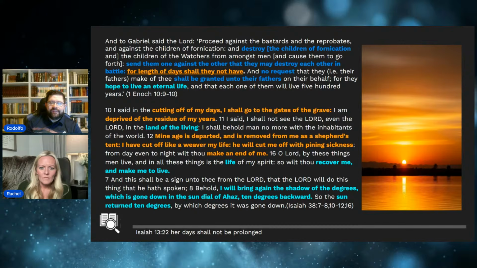And then real quick, here is Hezekiah in Isaiah 38. He talks about the same idea, like maybe the length of days not having would be the word being cut off. I think it is pretty applicable, right? I said in the cutting off of my days, I shall go to the gates of the grave. I am deprived of the residue of my years. I said, I shall not see the Lord, even the Lord, in the land of the living. I shall behold man no more with the inhabitants of the world. Mine age is departed and is removed from me as a shepherd's tent.